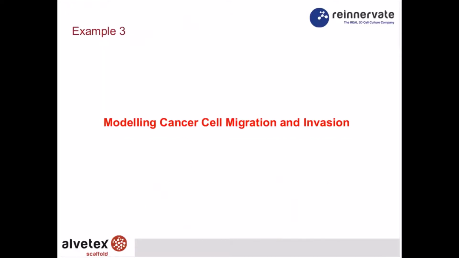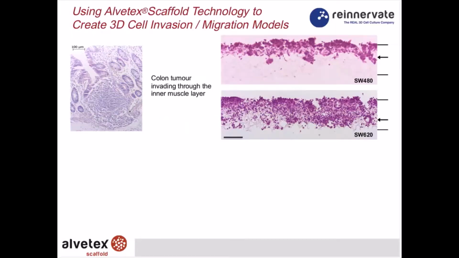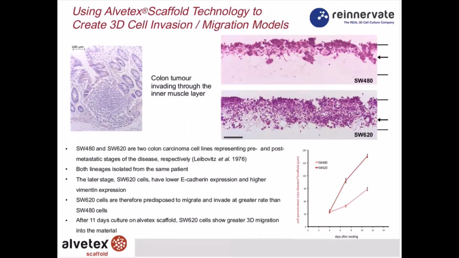Okay, so here's a different example. This is modeling cancer cell migration and invasion. What I'm showing here is a pathological sample of a colorectal tumor. This is the tumor. This is the wall of the colon. You can see the crypts here, and this is muscularis. These cells are beginning now to invade the surrounding stromal tissues.